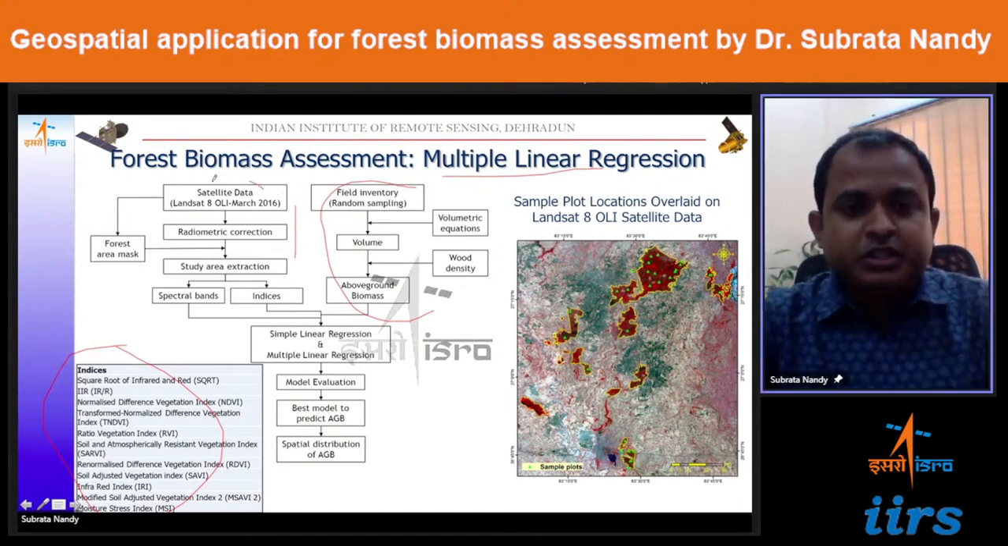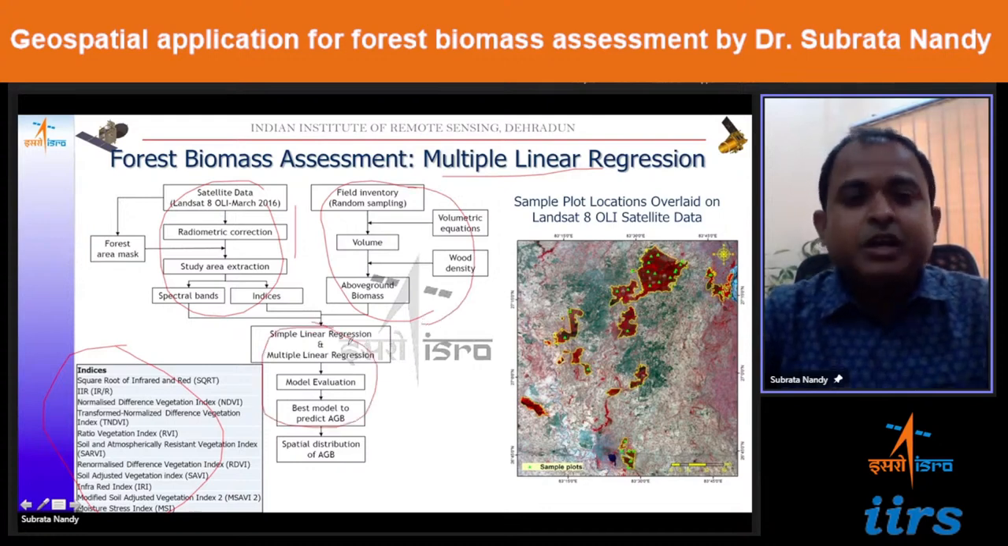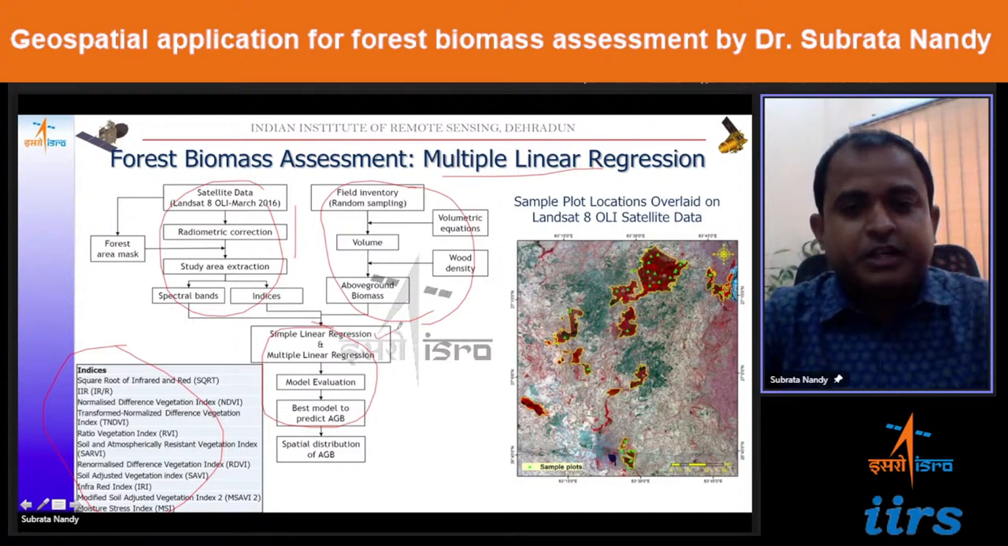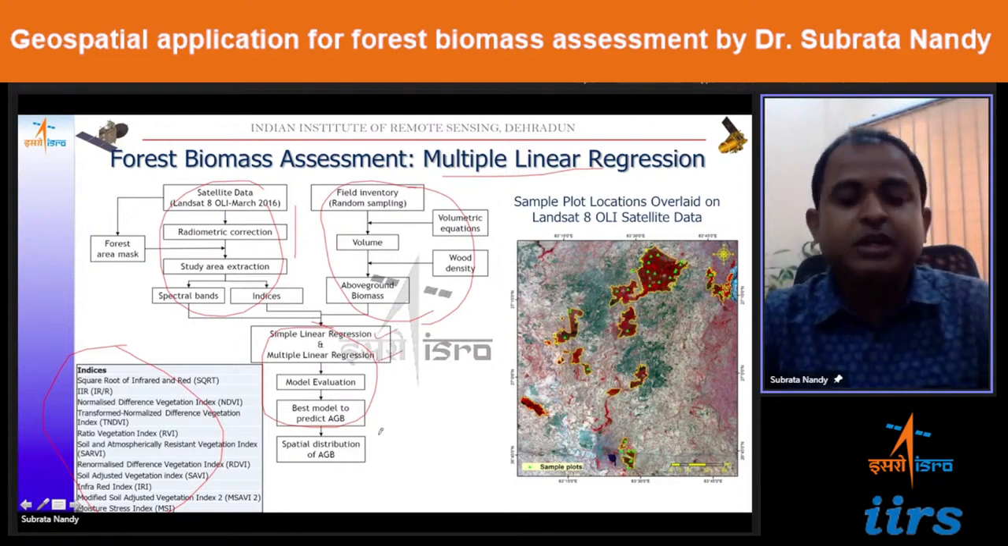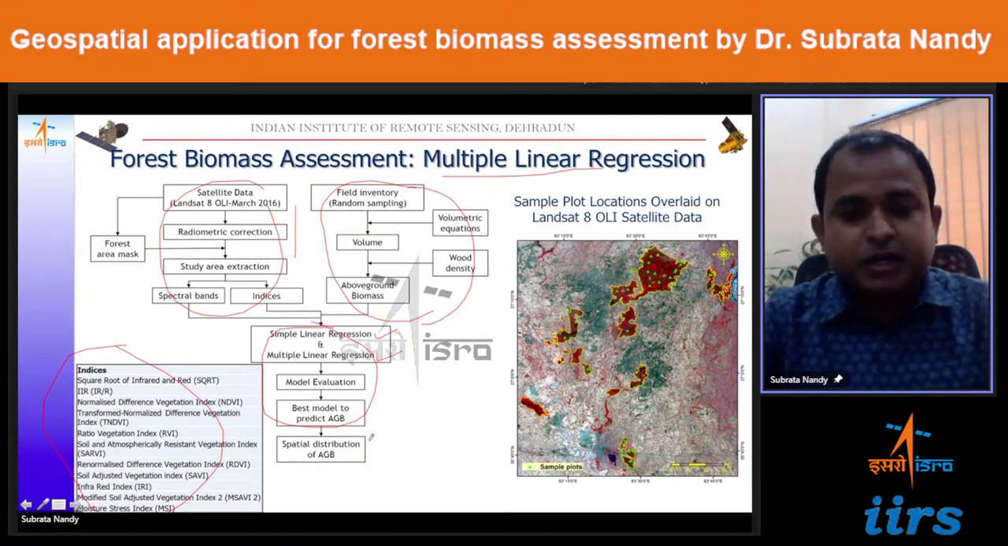All the areas are homogeneous plantation area. Here you can see this is the satellite data, this is the field part, and then this is the modeling approach. There are three things. Here, in addition to simple linear regression, we also did multiple linear regression to map the spatial distribution of biomass.